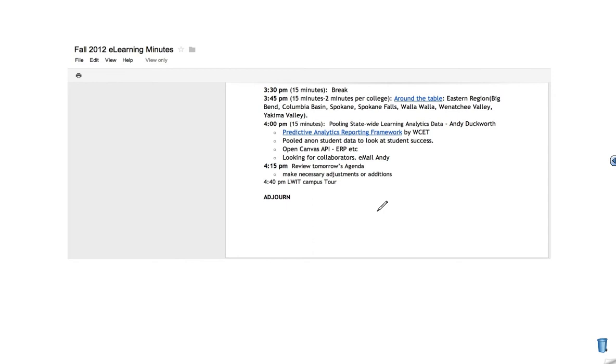And we want to have that discussion around a similar project that's going on right now through WCET, which is the PAR framework, or Predictive Analytics Reporting Framework. What they did there is they took 6 institutions, ranging from four-year universities, private and public, all the way down to community colleges, and they took anonymous student data and pooled it together in this central repository, and they were able to come up with some predictive analytics off of that.